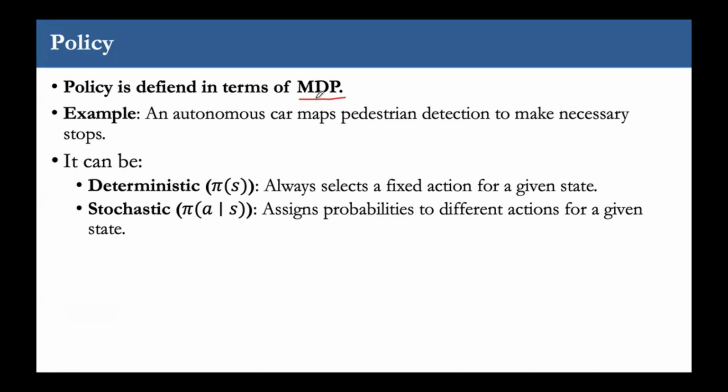The policy defines the agent's behavior, that is, it maps states to actions. The policy can be simple rules or it can be complex computations. Therefore, a policy is defined as a strategy that an agent uses in pursuit of goals. The policy dictates the actions that the agent takes as a function of the agent's state and the environment. For example, in an autonomous car, it maps pedestrian detection to making the necessary stops. The policy can be either a deterministic policy or a stochastic policy. We have already discussed this in MDP.